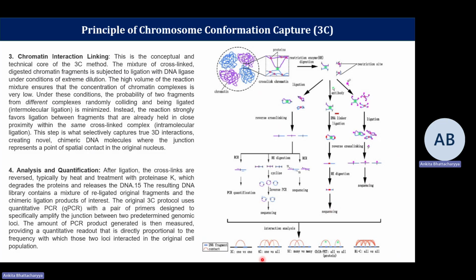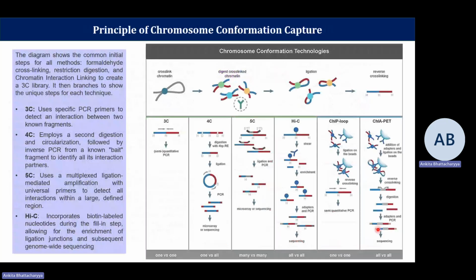Second is 4C, where we have one versus all. You have one locus and you find all the putative interactions with all these different loci, which gives you a one versus all comparison. When we talk about 5C, that is many versus many, so you get a more comprehensive, more high throughput result. ChIA-PET involves a protein as well. We'll discuss it today in a little more detail, and its strategy is a little bit different. And then you have Hi-C, which gives you an all versus all comparison. We'll discuss that also today.